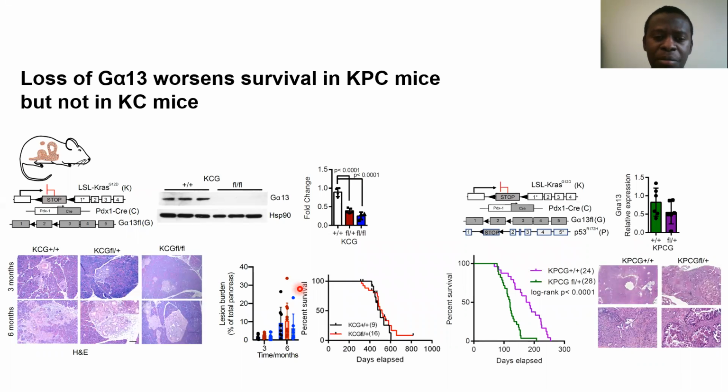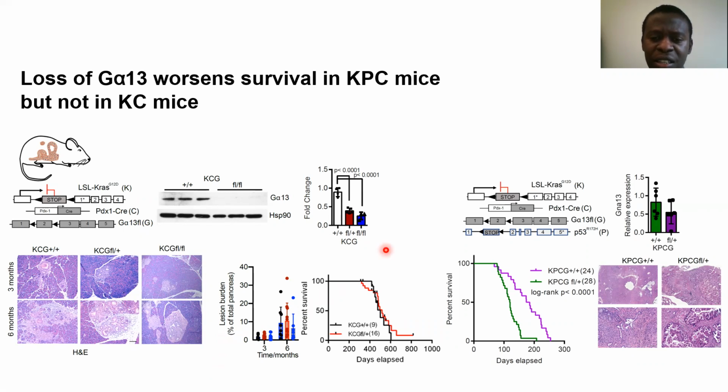We first began by conditionally deleting Gα13 in a well-characterized mouse model of pancreas cancer, the KPC mouse model. We investigated the effect of loss of Gα13 on tumor initiation at both 3 and 6 months and saw that there was no difference in the overall burden of the tumors. Subsequently, we saw that there was no difference in the overall survival of these mice.